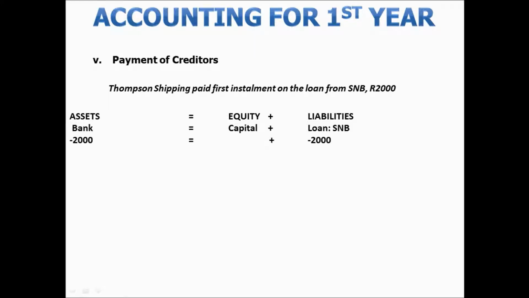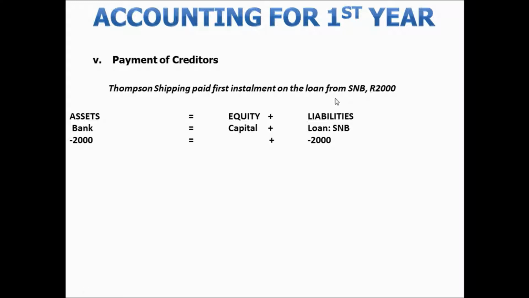In our previous examples, we had a look at the acquisition of a loan from a creditor. In this example, we'll have a look at the payment of that loan to the creditor. Thomson Shipping paid their first installment on the loan from SNB to the amount of 2,000 Rand. So again, what is the effect of the transaction on the basic accounting equation?